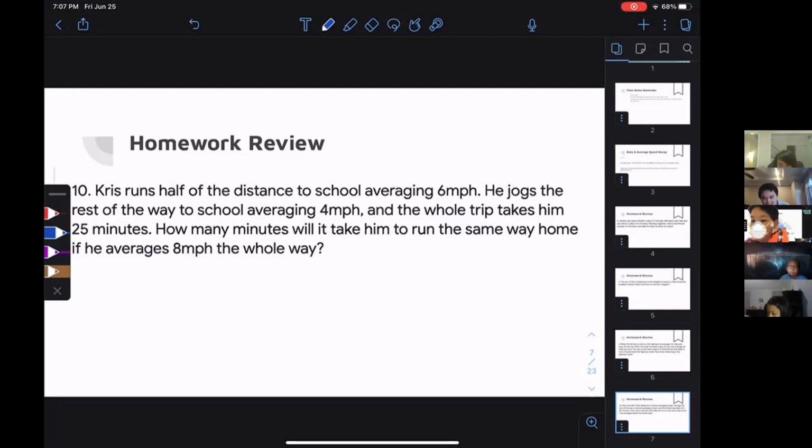All right, Leo, go ahead. He ran half of the distance, and then he ran half of the distance, but slower. So you could use the harmonic speed to calculate the average speed.